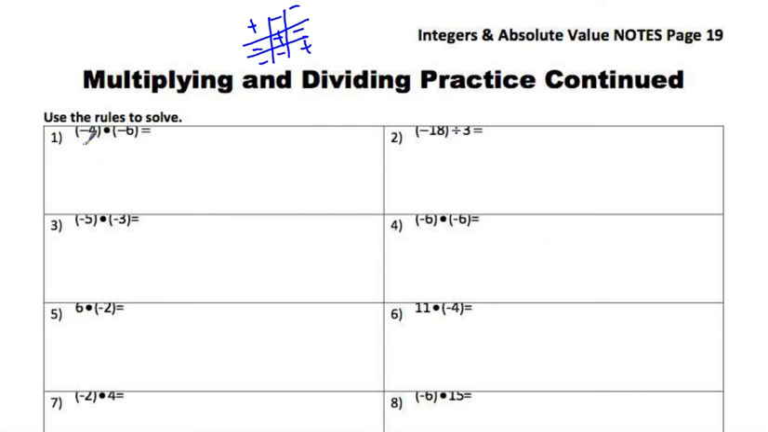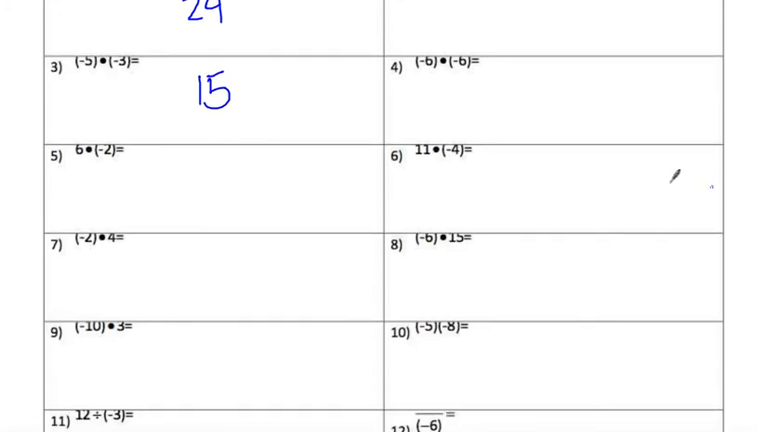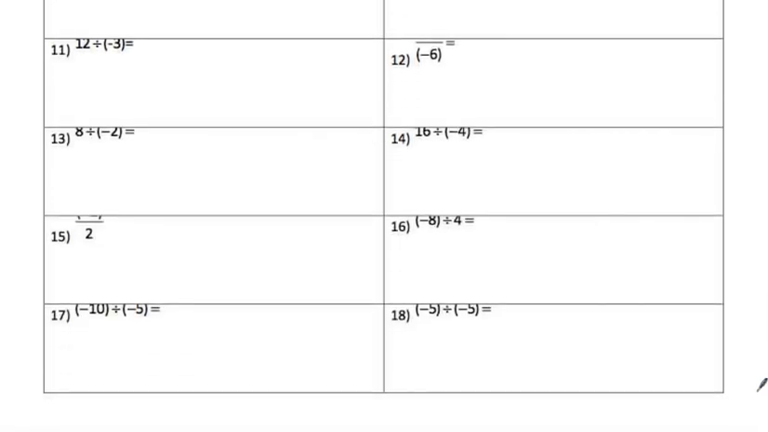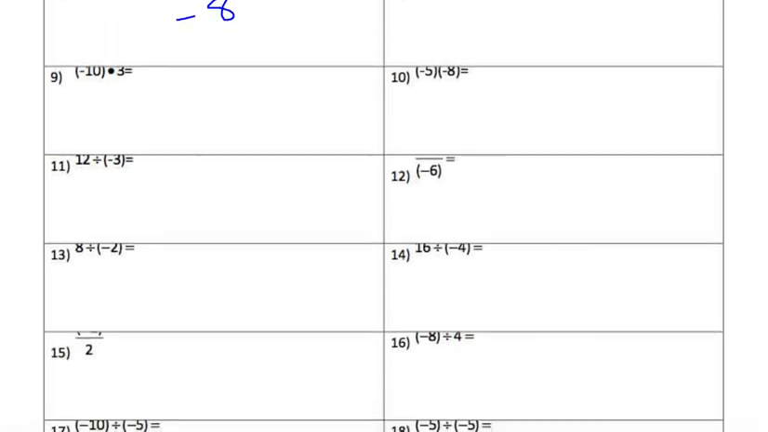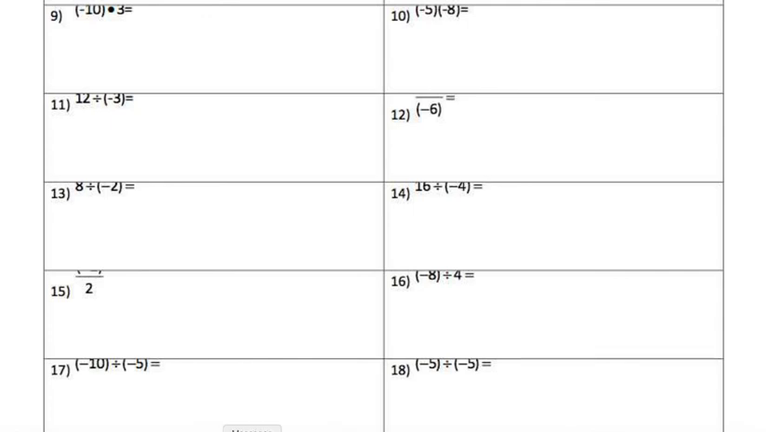So for this one, a negative times a negative will be a positive, and it's 24. 5 times 3 is 15, and it's a negative times a negative, which is a positive 15. A positive times a negative is a negative, and it's 12. A negative times a positive is a negative, and it's negative 8. Why don't you try the rest, so 9 through 17. Try those ones on your own real quick, and then we'll come back together and look at those.